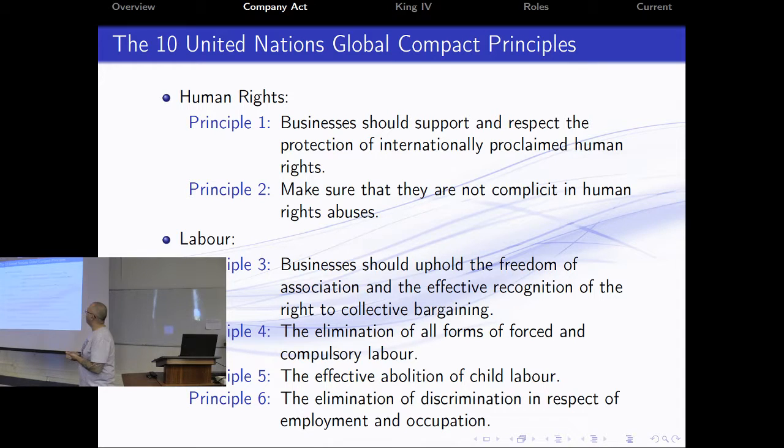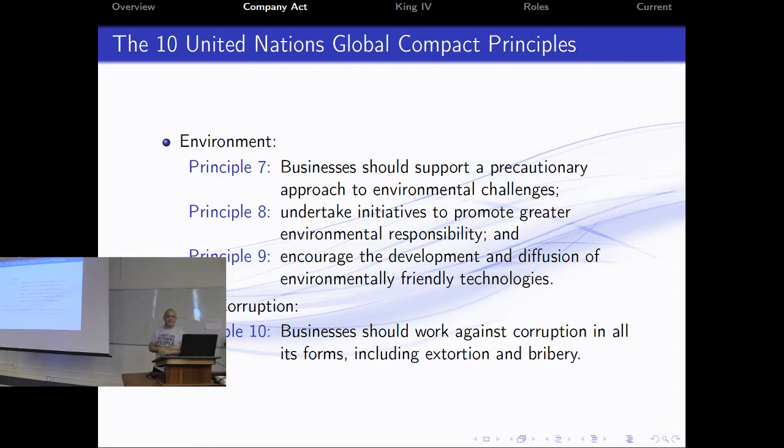So the first thing is about human rights. As an organization, we have to make sure that we're not abusing humans. Basically, don't do unto others what you would not have done unto you. The other thing is labor, which is to treat your employees in a fair manner, and also ensure that you abolish things like child labor and eliminate any forms of discrimination. There's a whole bunch of other principles there.